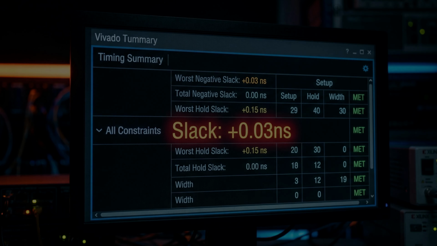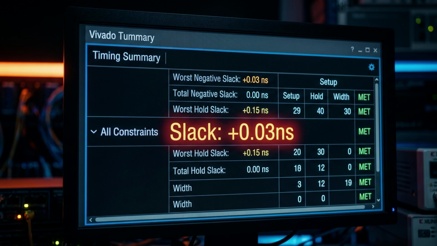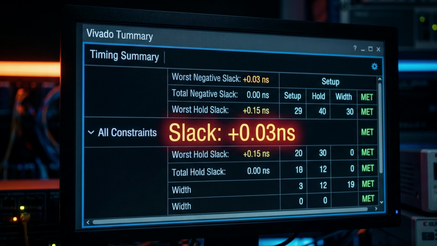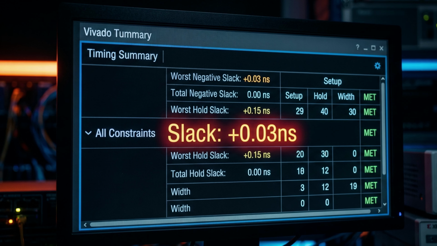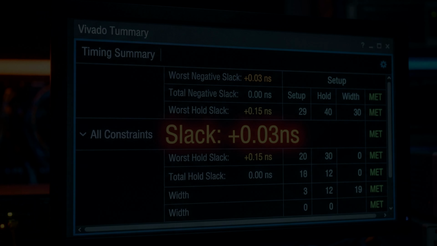Slack is positive 0.03 nanoseconds. This means the design meets the 250 MHz target, but this margin is extremely narrow, meaning any change or addition we make to the design could push this slack below zero.